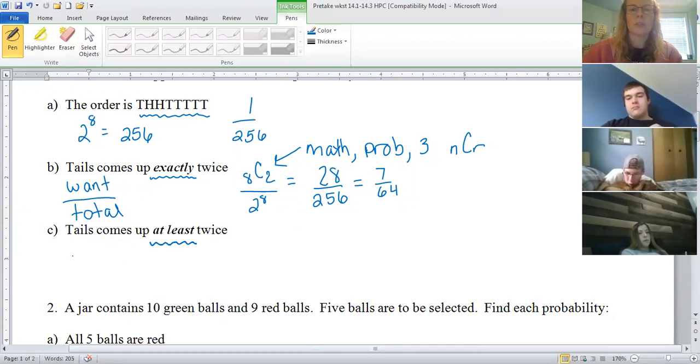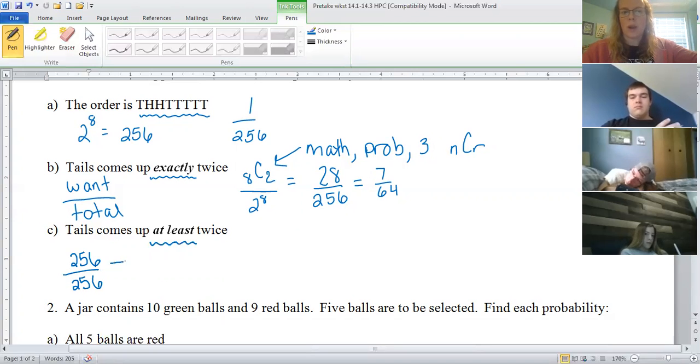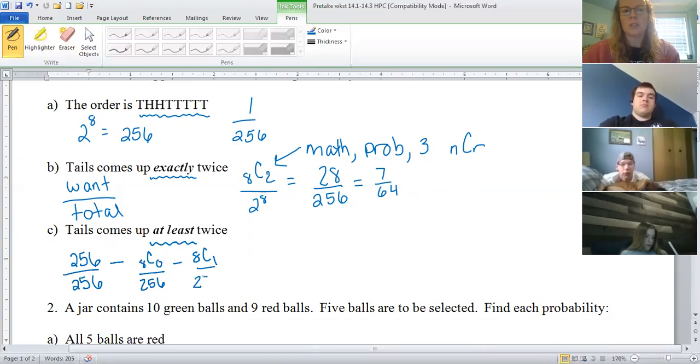So we know that our total is going to be 256 out of 256, which is 1. That's our total. And if I want 2, 3, 4, 5, 6, 7, and 8 tails, that means I don't want 1 or 0. Those are my 2 options that I don't want. So I'm going to subtract those off. I'm going to subtract off the 8 choose 0 out of the 256, and then I'm going to subtract off the 8 choose 1.